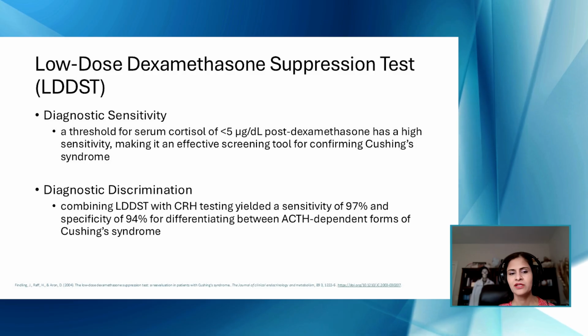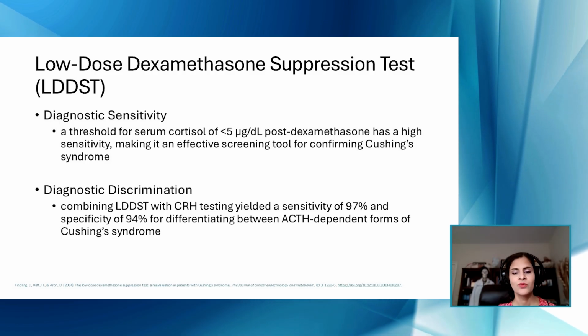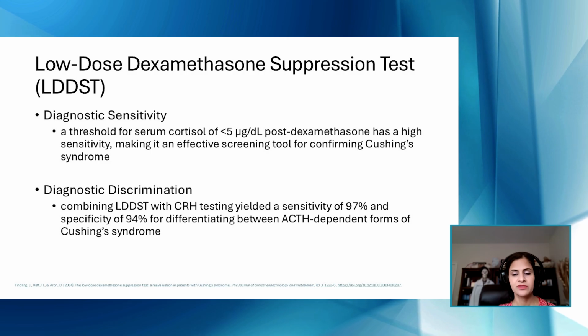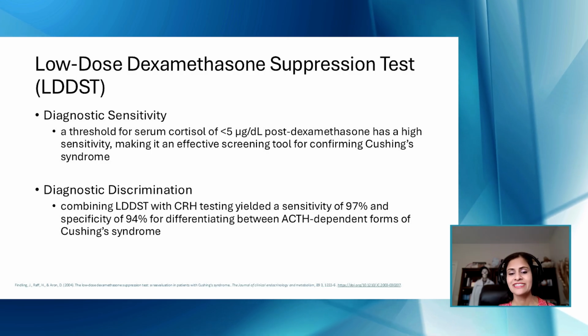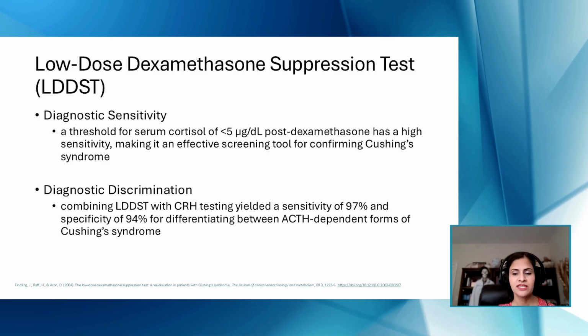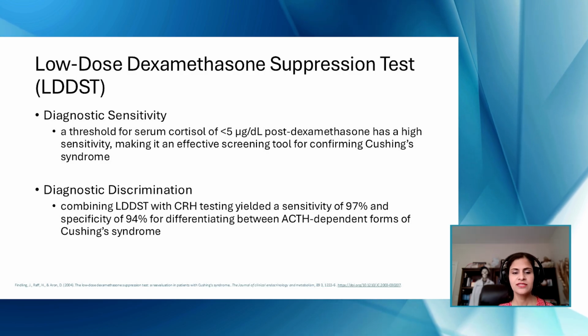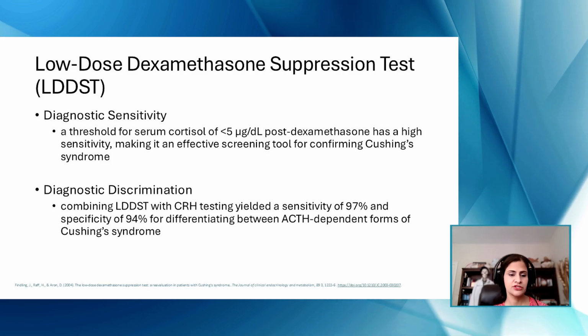If you combine the low-dose dex suppression test with CRH testing, that yields a sensitivity of 97% and a specificity of 94% for differentiating between ACTH-dependent forms of Cushing syndrome. So this third test has utility as well.